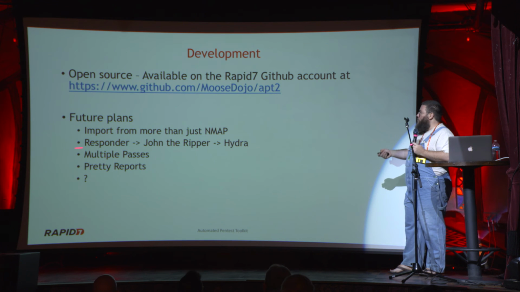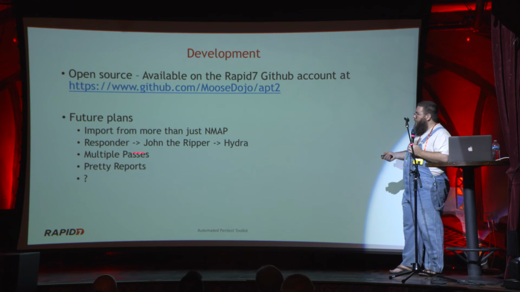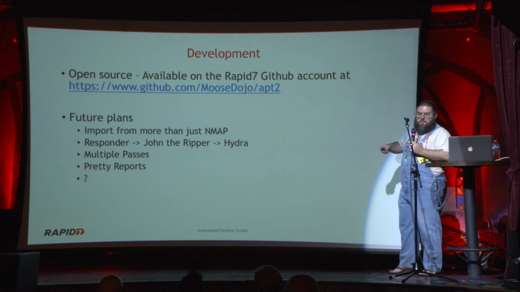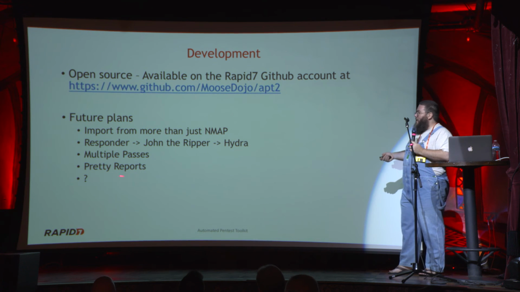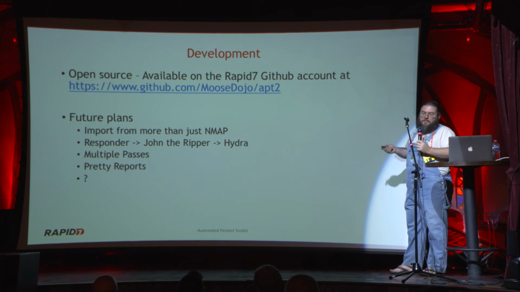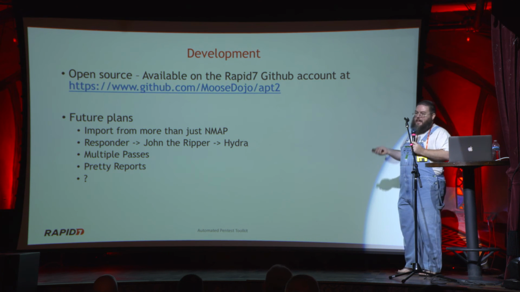I want to do more attack chains, such as taking output from Responder, which I have started, passing it into John, throwing it to Hydra, going into SecretsDump, and so on, all down the path. I'm not sure what I meant by that, but yeah, multiple passes. I don't remember what I meant. Make the reports prettier and other things I have yet to think of. I don't know, there's lots of other things this can do.